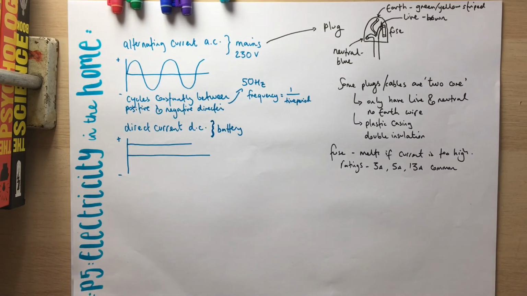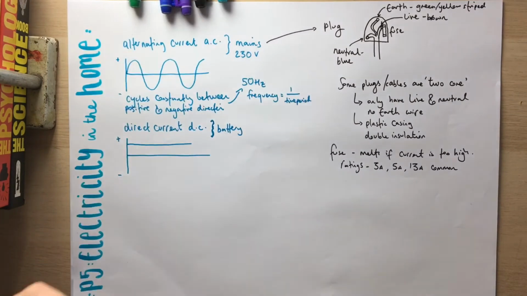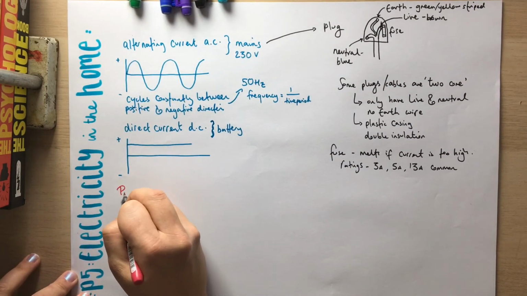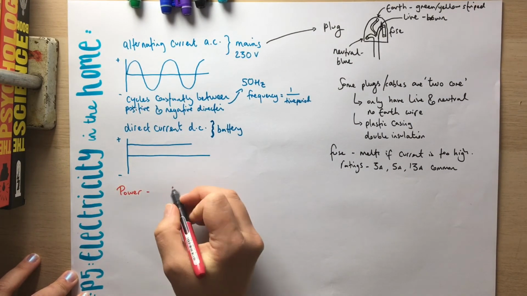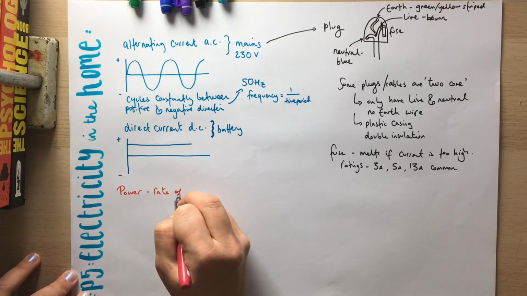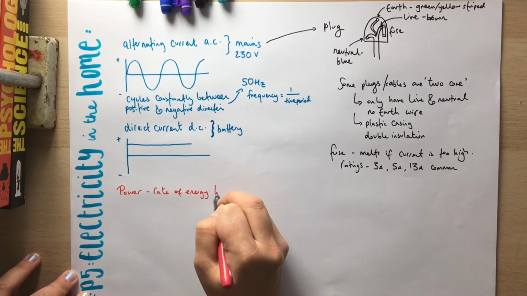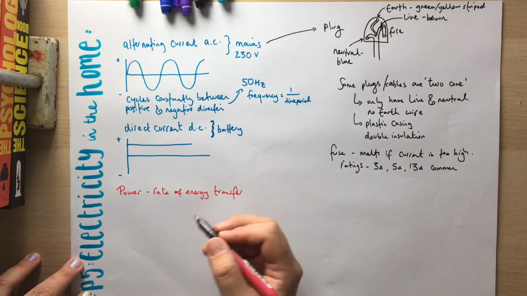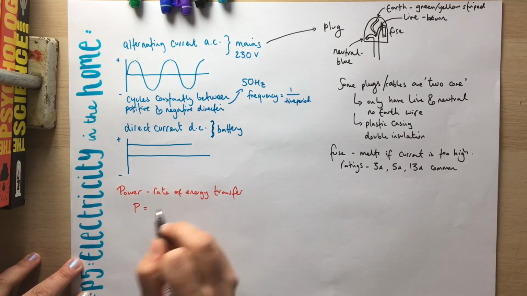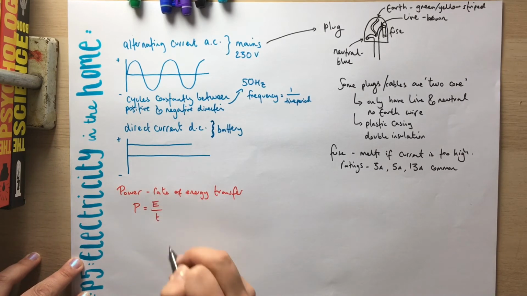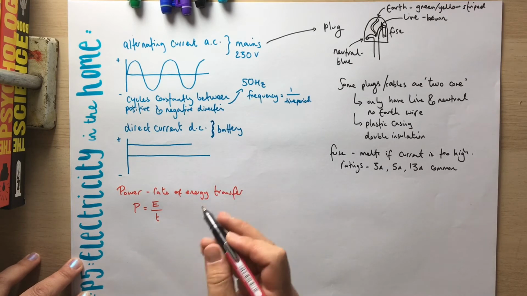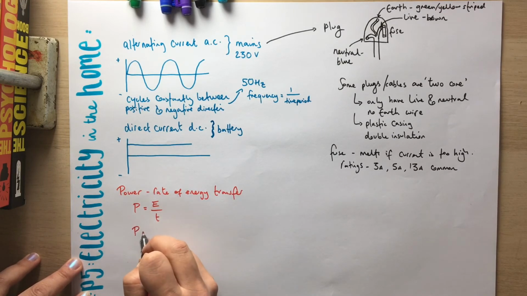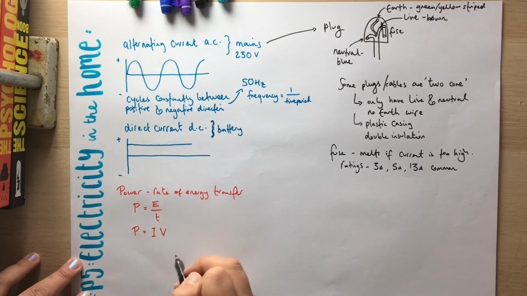So moving on to power then. If we recall from P1, power is the rate of energy transfer. And rate being over time, per second. So our equation that you need to learn is power is equal to energy over time. We also know from P4 that power is also equal to current times potential difference.